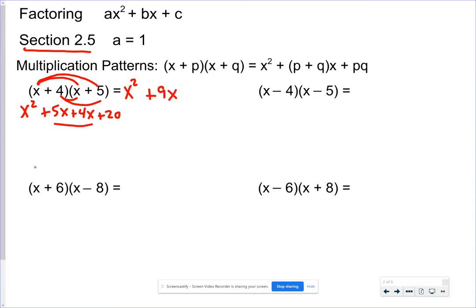Notice where the middle term of my product is coming from. It's the 5x plus 4x. So 5 plus 4 is 9, so we get 9x. And notice where the 20 is coming from. It's the positive 4 times the positive 5.